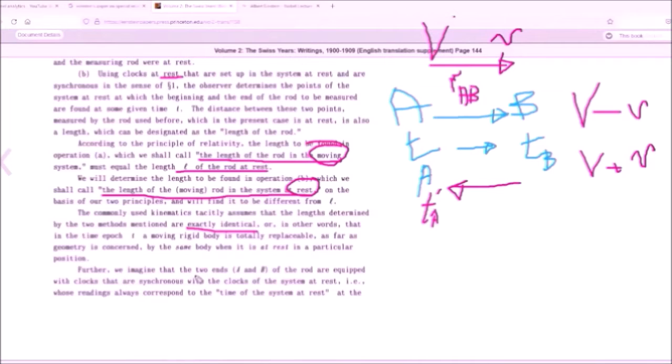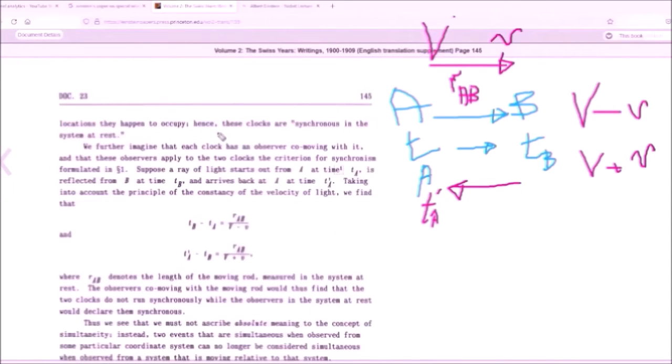Further, we imagine that the two ends A and B of the rod are equipped with clocks that are synchronous with the clocks of the system at rest, i.e. their readings always correspond to the time of the system at rest. He wants us to make sure that the time of the system at rest is not the time of the system that is moving. Of course they are not, because there is a relative velocity at the locations they happen to occupy.